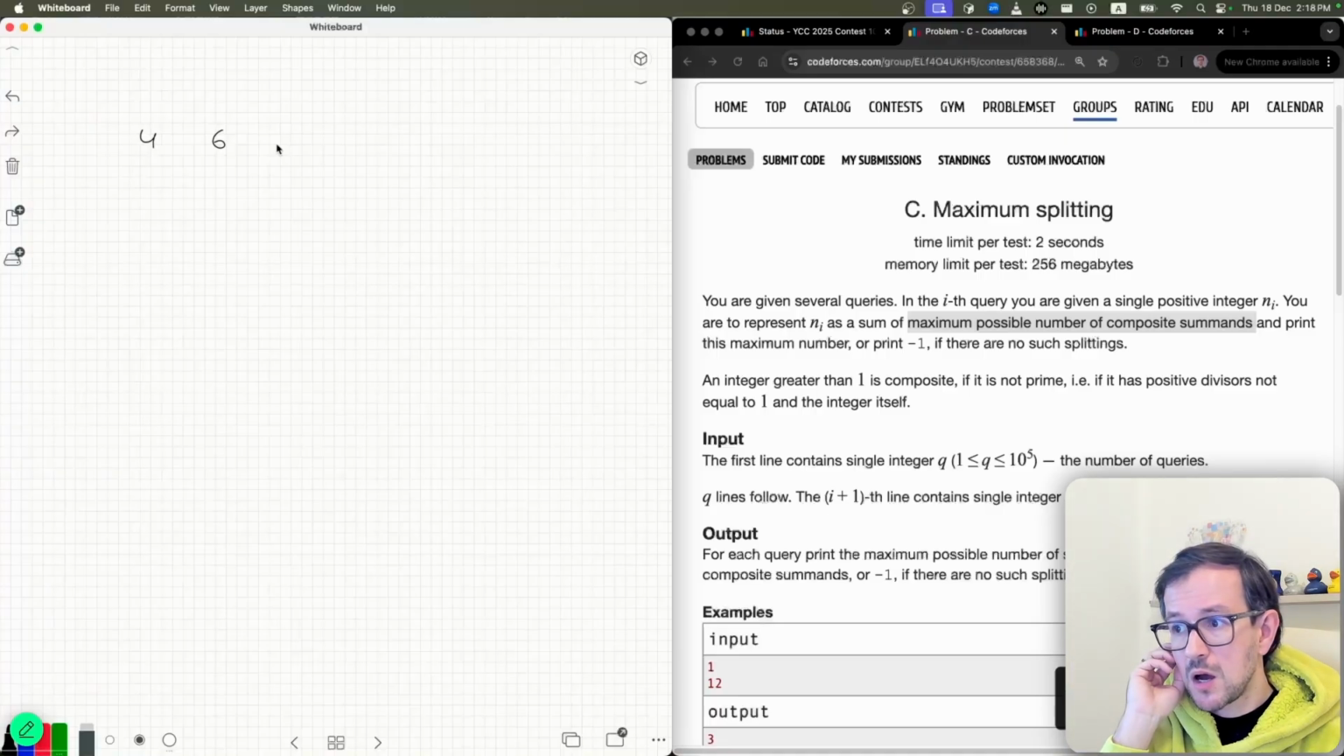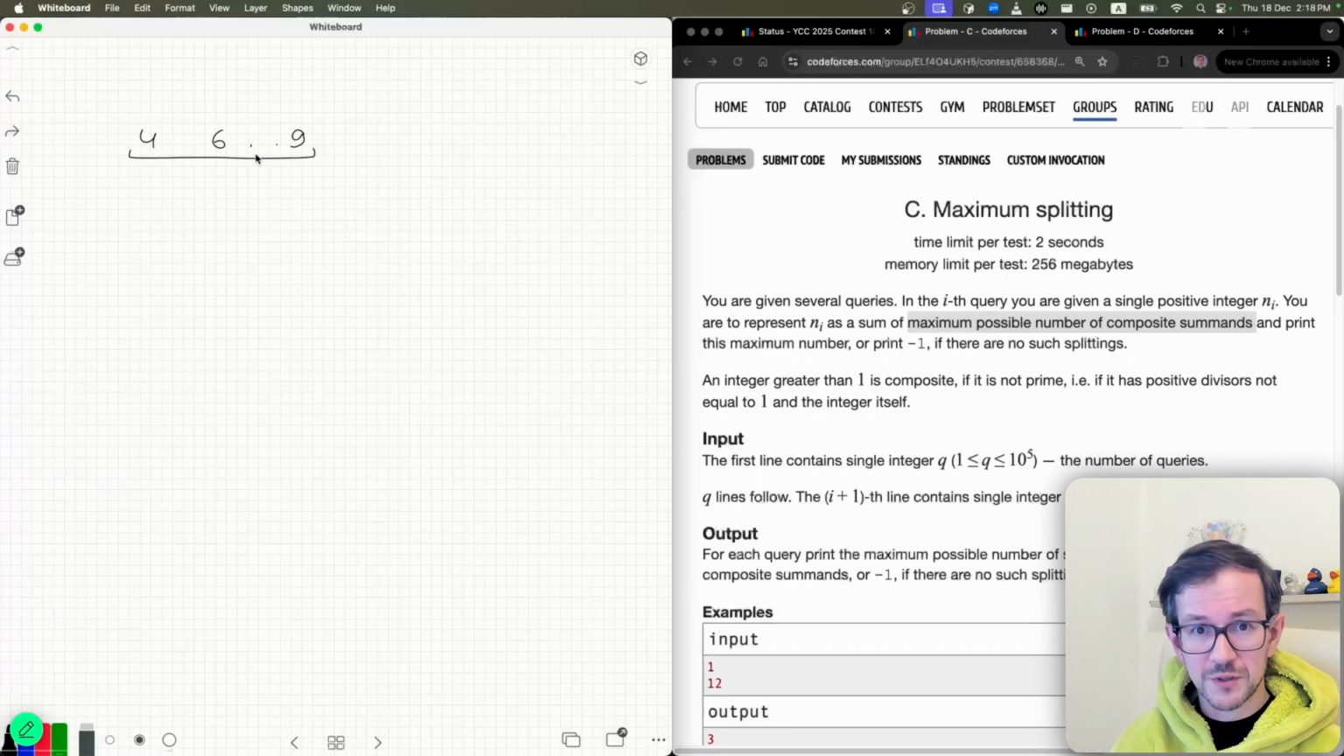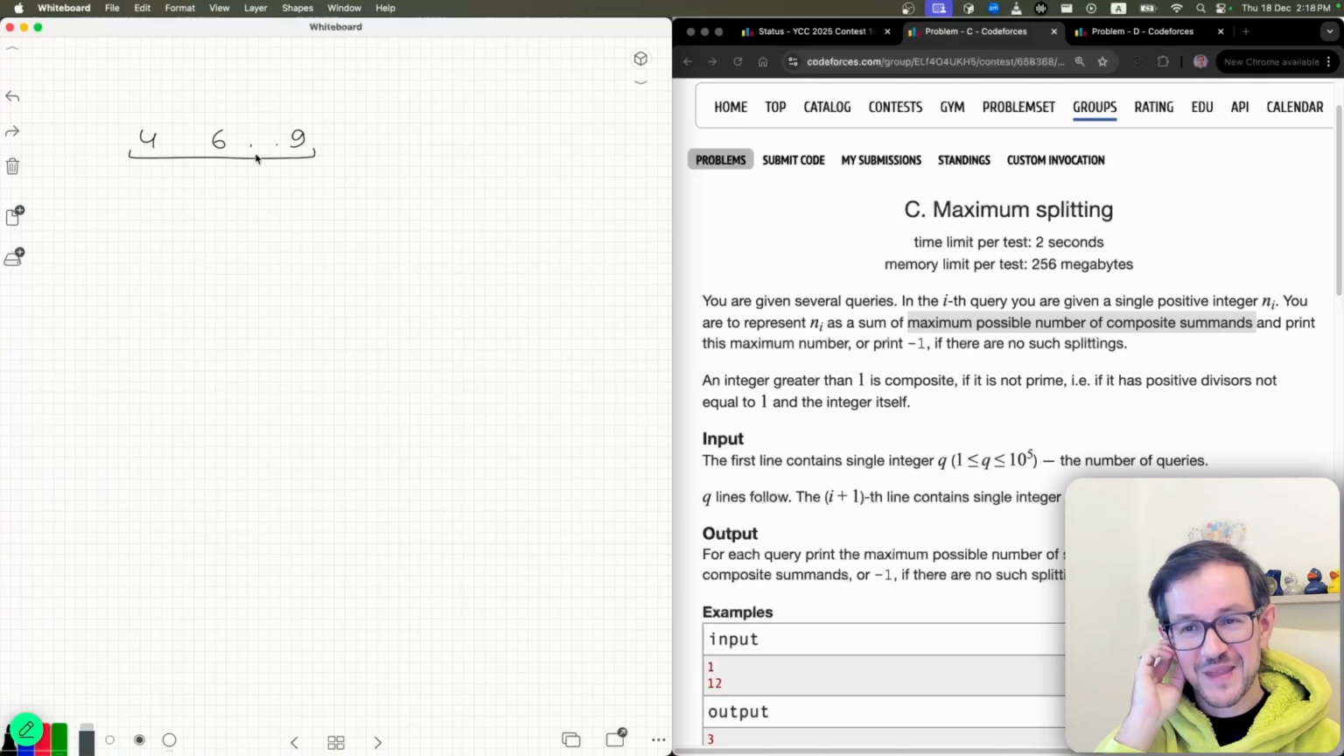Yeah. Now we just need to make sure we solve for odd numbers as well. For odd numbers, we need to find some odd composite number, and the smallest odd composite number is 9. Yes. So if the number is odd, you need to take at least 9. Yeah. So after you take 9, you are left with some even number. And for even numbers, we already know how to solve.